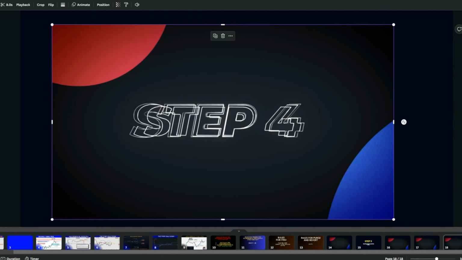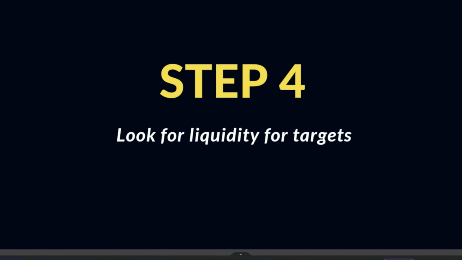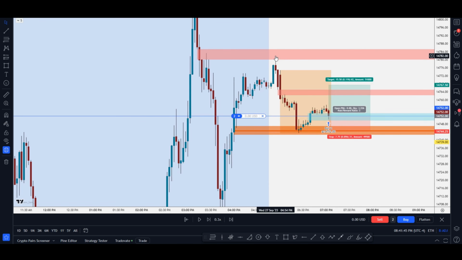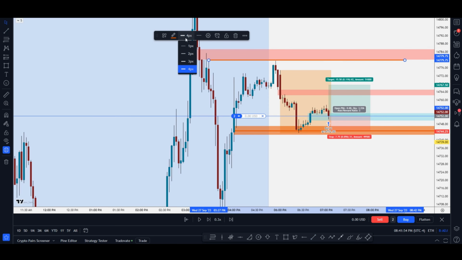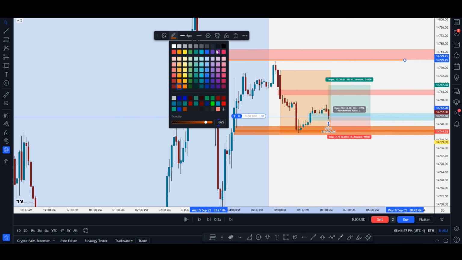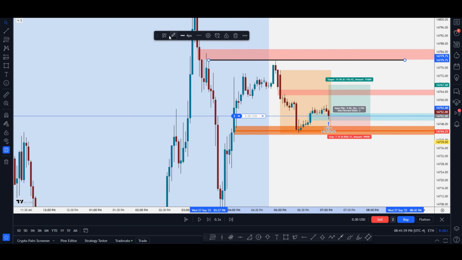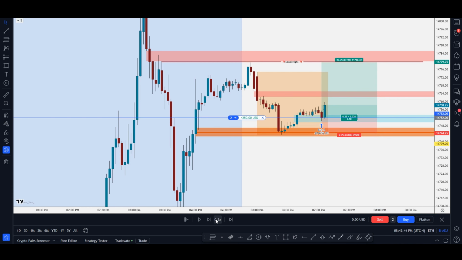Step 4, look for liquidity for targets. So if we look at this example, you have equal highs right there. They're not the ideal liquidity pools, but during the Asia session, you'll find that you just want to keep it simple. Don't overcomplicate it. Once the trade goes your way and shows you that it is in fact working, by that, I mean you see another fair value gap form.